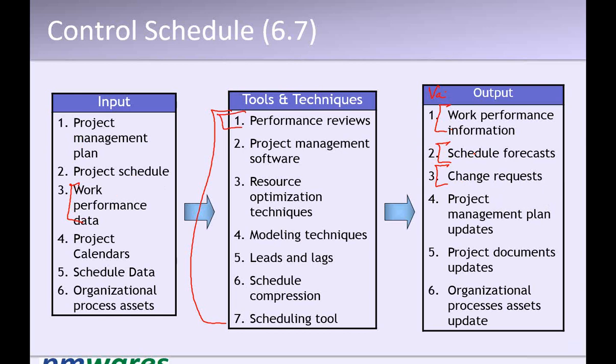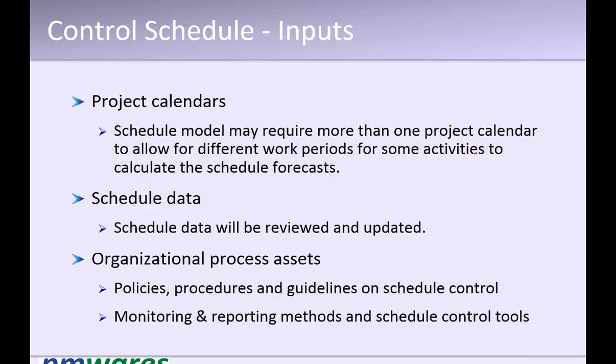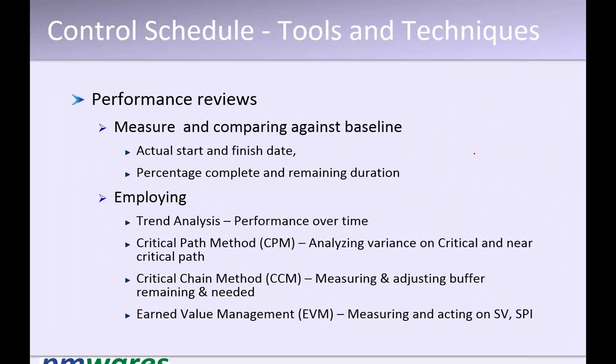So leads, lags, changing leads and lags, changing dependencies, adding resources, removing resources, adjusting the resource leveling, doing resource smoothing. All these activities need to be done in controlling the schedule based on how much variance there is. If there is a variance, you have to do it. Otherwise, if there is no variance, then well and good. Keep going on. All other activities are the same.